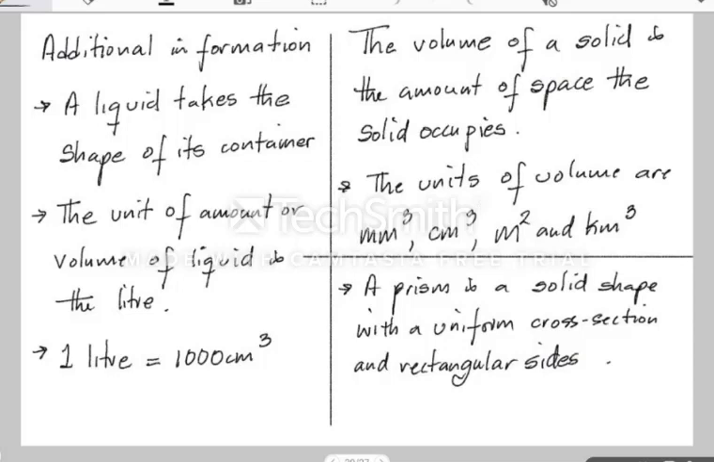A prism, I used the word prism earlier to describe the cuboid, the cube, and the wedge. A prism is a solid shape with a uniform cross section and rectangular sides. So the solid shape with a uniform cross section that has rectangular sides is referred to as a prism.